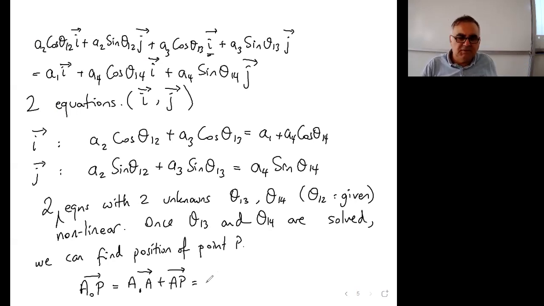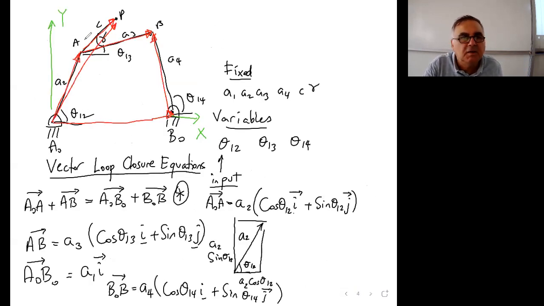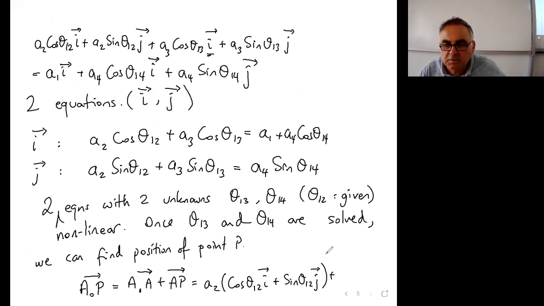Okay, which can be written as A0A was plus AP. Now let's try to find AP here. AP is C, as you see, its length is C, times its angle is theta 1,3 plus gamma, isn't it? Theta 1,3 is now known because we assume that we have solved it.